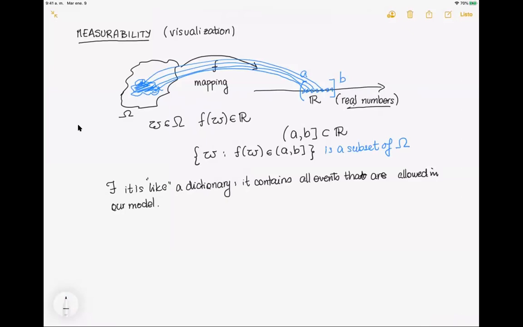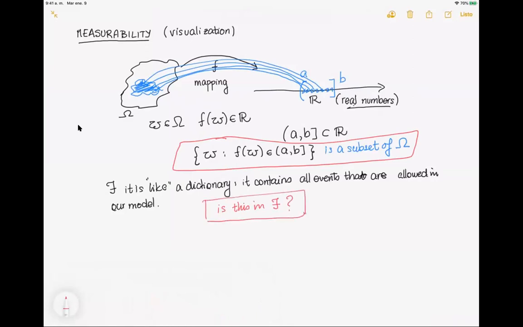So when we talk about measurability, we're basically going to be asking, is this subset in our dictionary? And this is the main question. If all of these subsets, which are the pre-images, remember, it's the pre-images that are mapped into a particular interval, if all of these subsets are described in the sigma algebra, then we say that f is measurable with respect to the sigma algebra F. If the answer to this is yes.